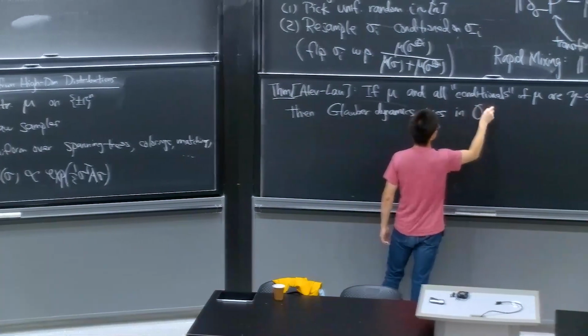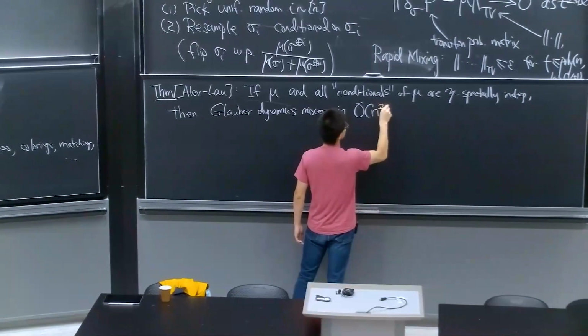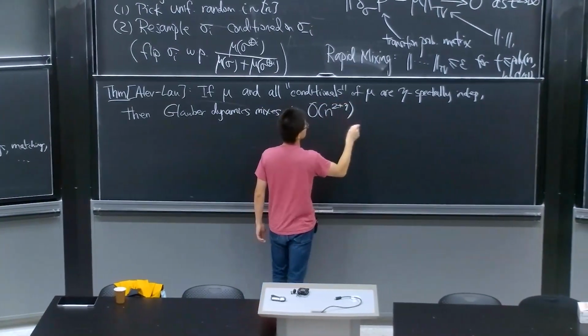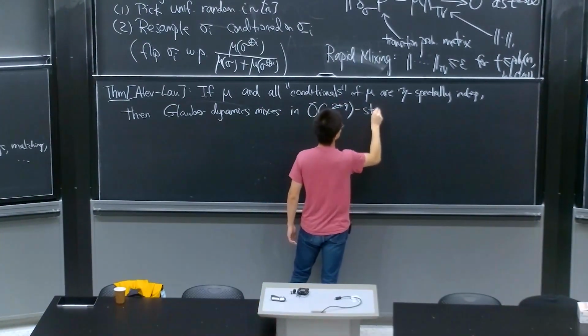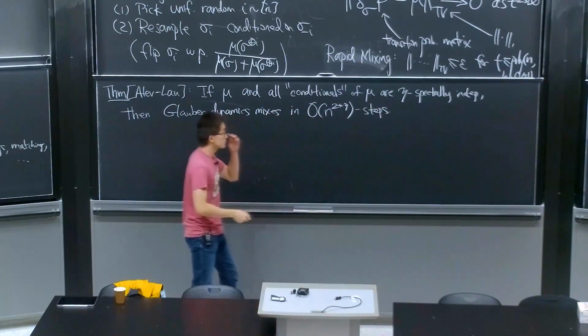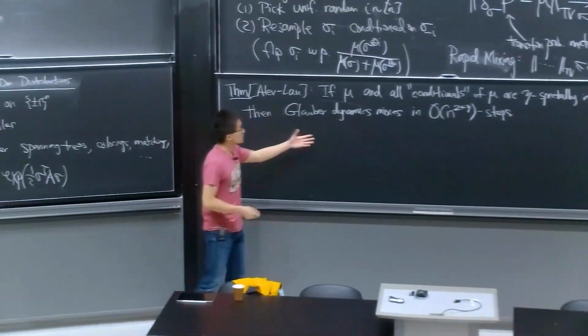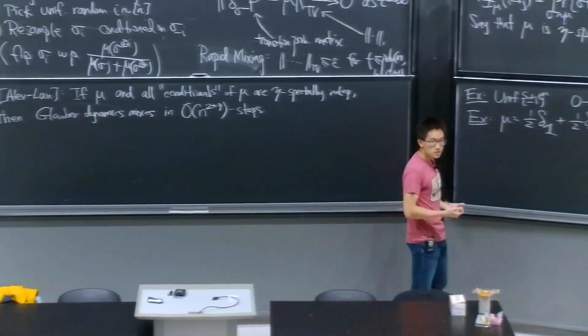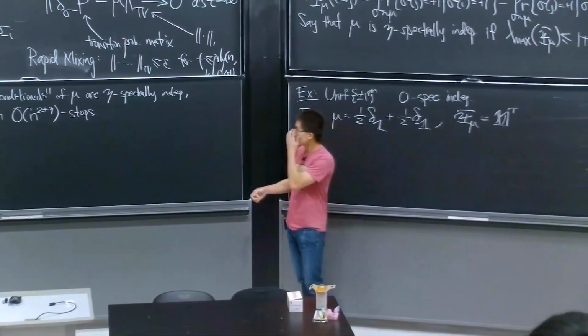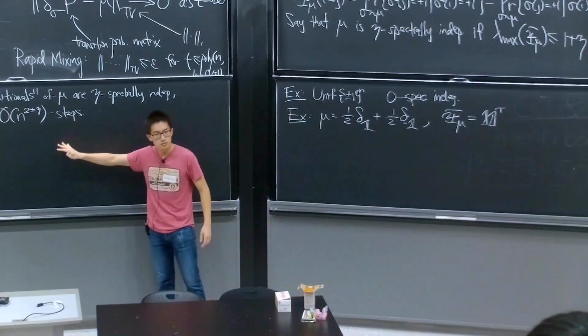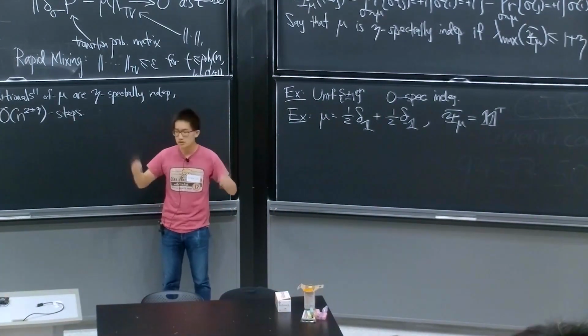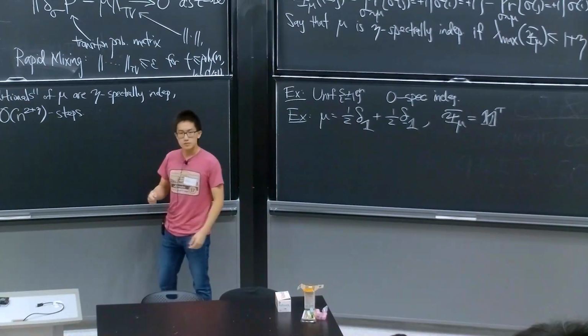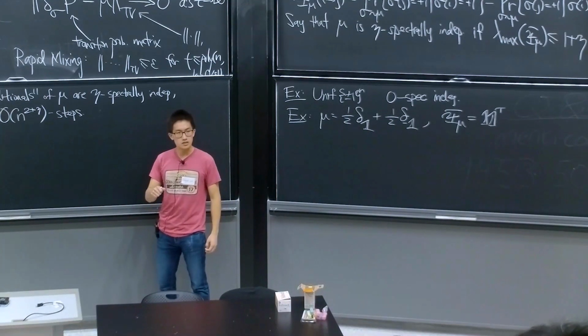Mixes in n to the 2 plus eta steps. Okay. So in particular, if my spectral independence is upper bounded by a constant, independent of n, then I can get a polynomial mixing time, okay, which is efficient. Questions about this statement?